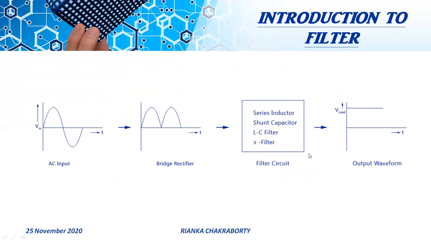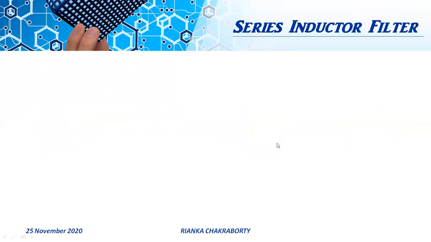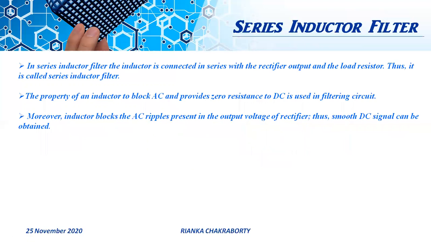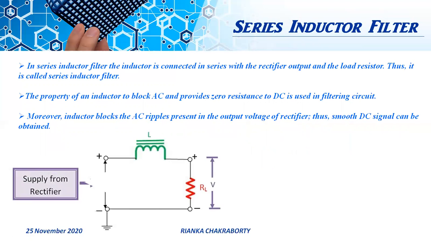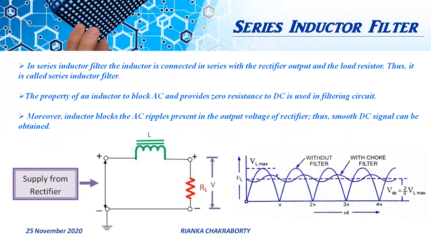Actually, there are 4 types of filter. There are series inductor filter, shunt capacitor filter, LC filter, that is inductance and capacitance filter, and pi filter. So for series inductor filter, this is the circuit diagram. Here we use an inductance and a resistance RL.